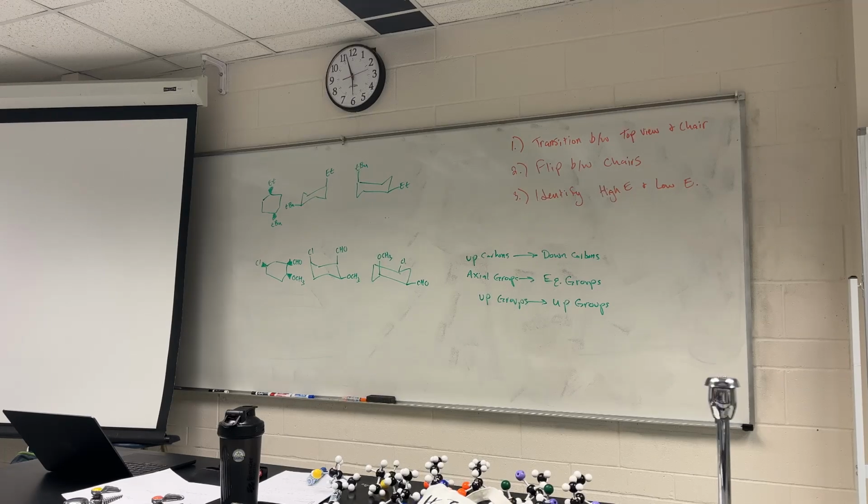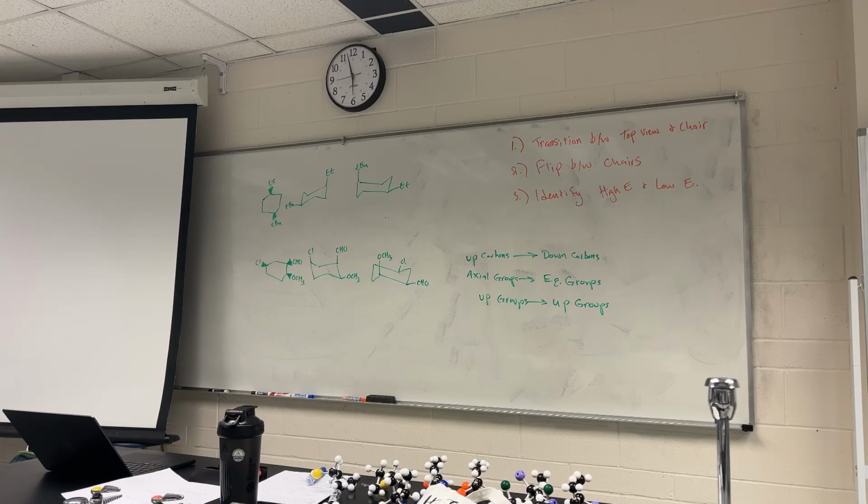Tert-butyl is also up, but this is not an up carbon. Every carbon has two positions. A down carbon has down axial, up equatorial. Tert-butyl has to be up, so it will be up equatorial. Now that's just one option because you randomly chose for ethyl to be on an up carbon. Let's draw the other option where ethyl is on a down carbon.